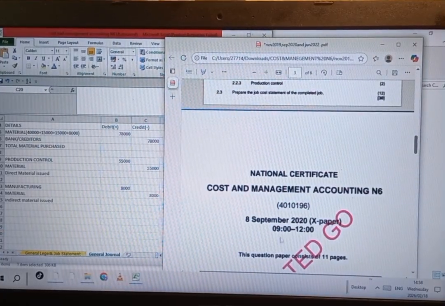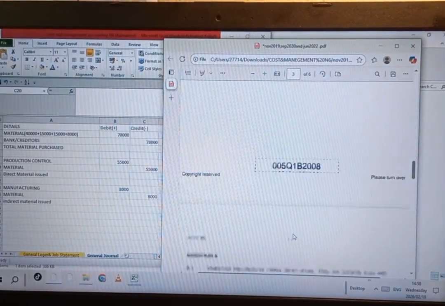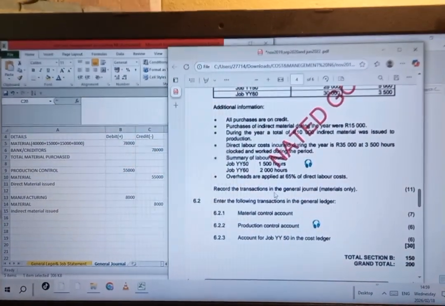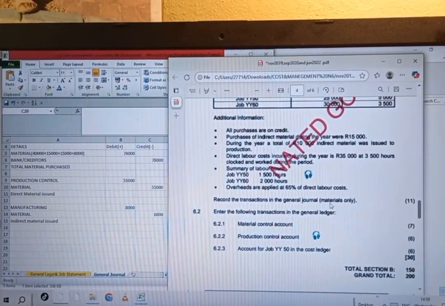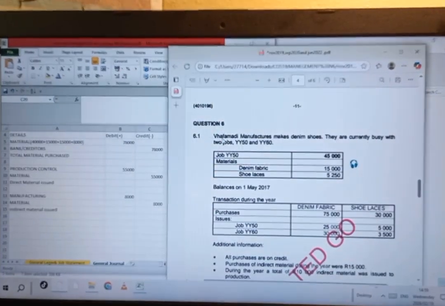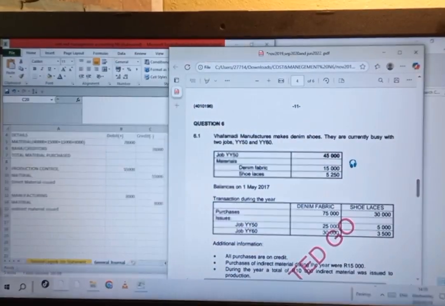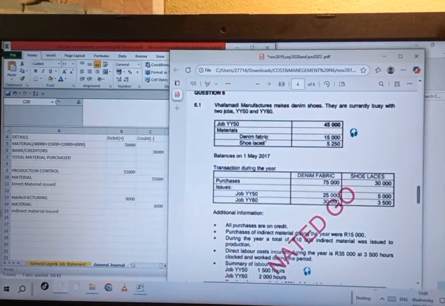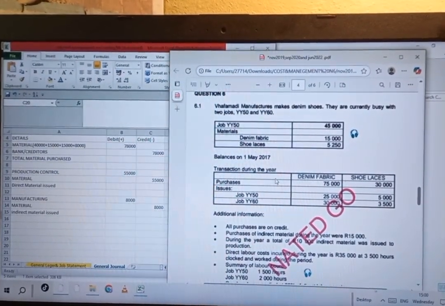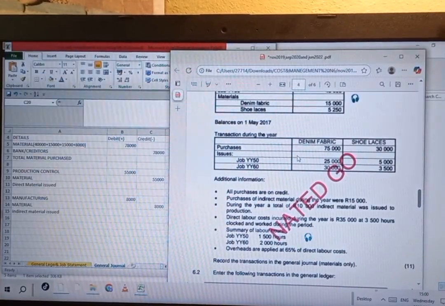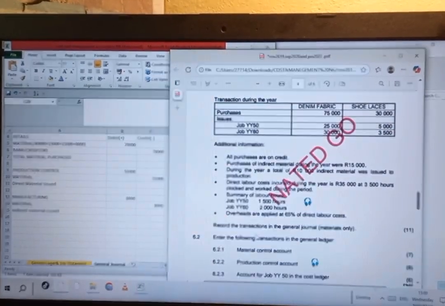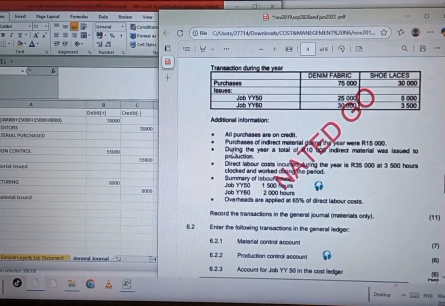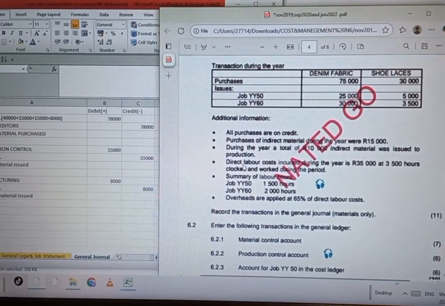Now we proceed to September 2020, question 6. They asked that we should record the transactions in the general journal, materials only, 11 marks. So here's the information that tells us about 2 jobs, and then the balance on 1st May 2017, meaning these are our opening balances. Transactions during the year are the costs incurred during the year, and then we have our additional information. Bullet numbers 1, 2, 3 and 4 will all affect our journal.